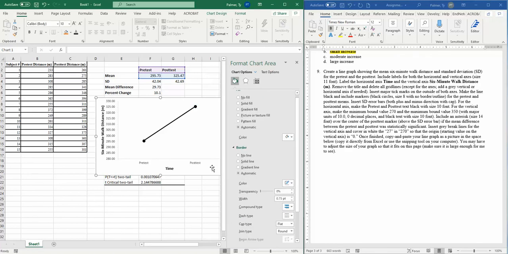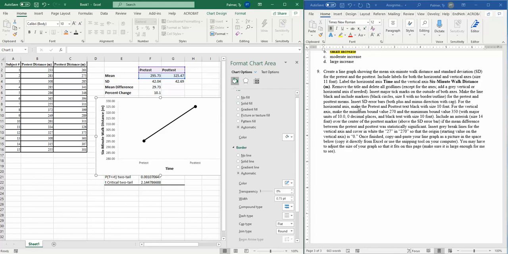All right, that looks good. So these markers right here that we adjusted, these are the markers for the means. For example, this marker right here is the mean for the pretest. This marker right here is the mean for the post-test. And so in a line graph, what do these markers indicate? Yeah, they indicate the means, and in this particular case, the means for the pretest and the post-test.